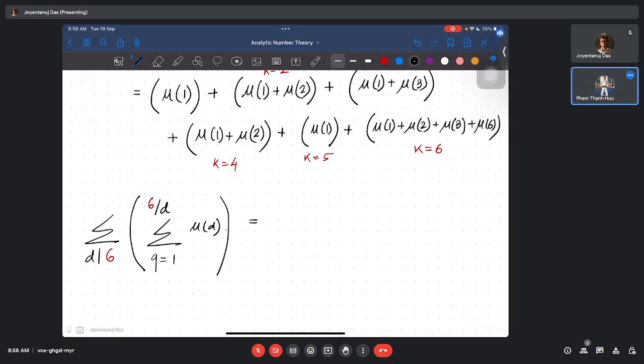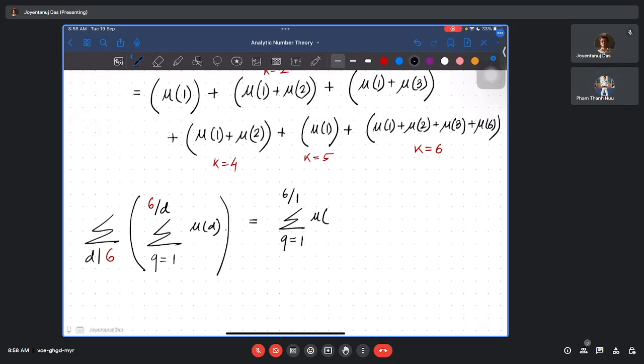So d divides 6 means, what are the divisors of 6? 1, 2, 3, and 6, right? So here the terms will be summation over q equals 1 to 6 by 1, when d equals 1, mu of this is 1, right? Then plus summation q equals 1 to 6 divided by 2, mu of 2. D is 2. Then summation q equals 1 to 6 divided by 3, mu of 3. And finally the term will be q equals 1 to 6 by 6, mu of 6.